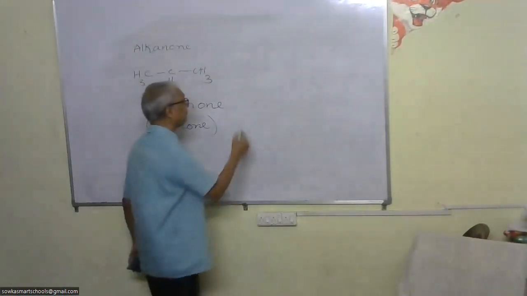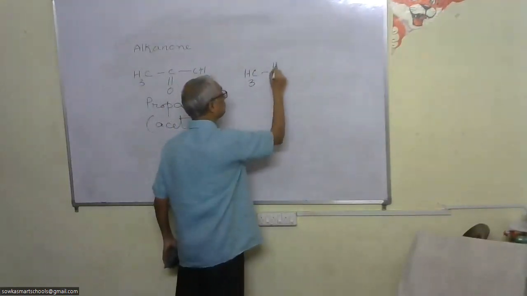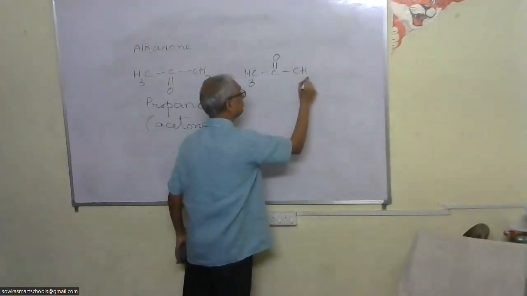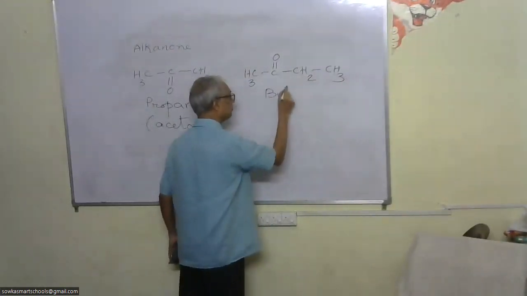Similarly, butanone, CH3, C double bond O, CH2, CH3. This is butanone.